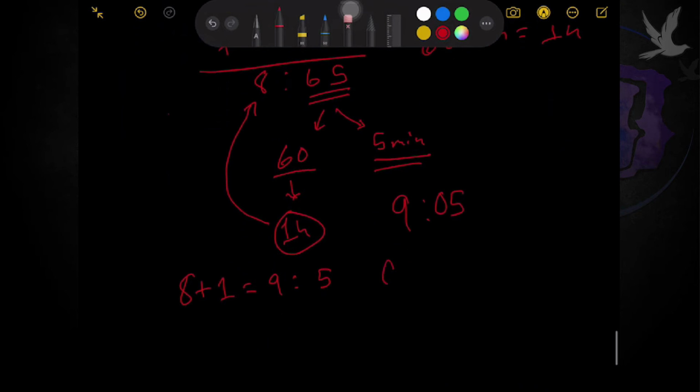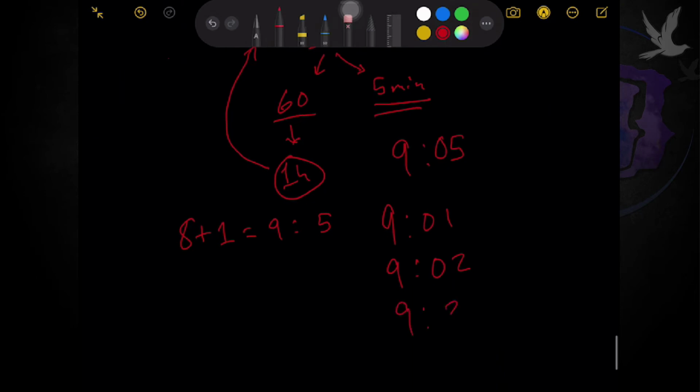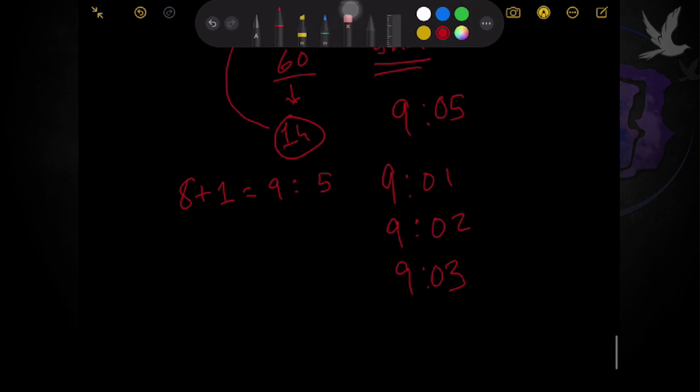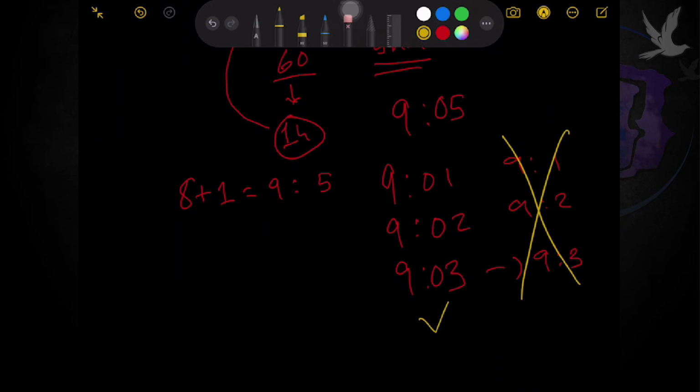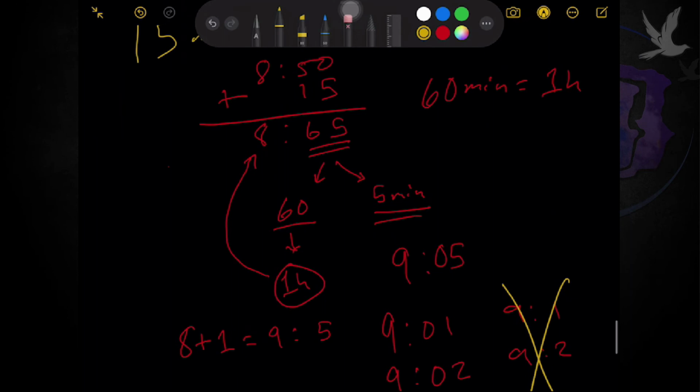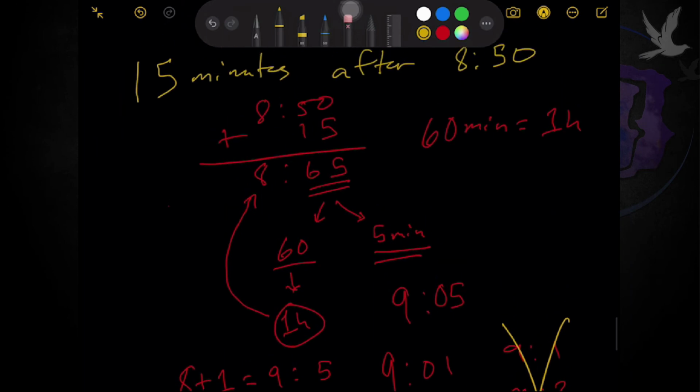Which means if you have a time that says 9:1, it's 9:01, 9:02, 9:03. Okay? Not 9:1, not 9:2. Okay? And this is the correct time. Okay? So, ganun lang po whenever the time goes over 60. Again, you cannot combine hours and minutes. You need to change them first before you'll be able to put them together.